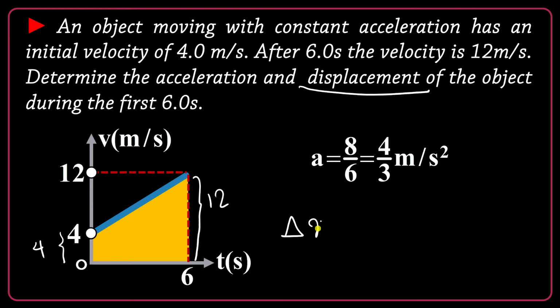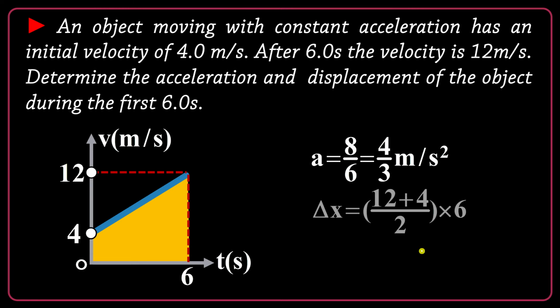So delta x, the displacement, will be large base plus small base times the height. Height is 6 here, and then divided by 2. So delta x will be 48 meters.